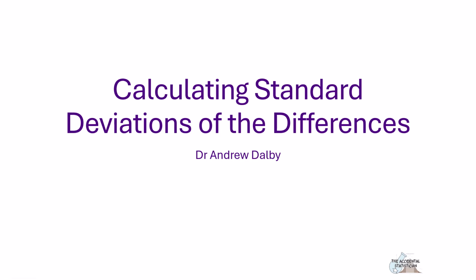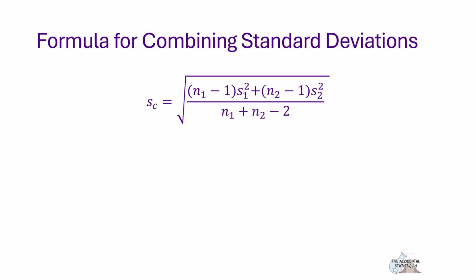I'm going to describe the way that I calculated the standard deviations for the differences, where you're combining the standard deviation for the initial pre-state and the standard deviation for the final state to work out a standard deviation for the difference. This is what the software would do in the t-test. There are different ways of doing it. The particular formula I've chosen is this one.